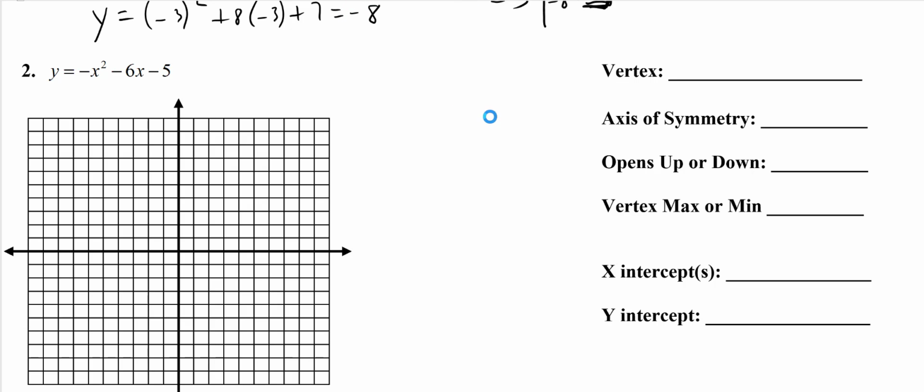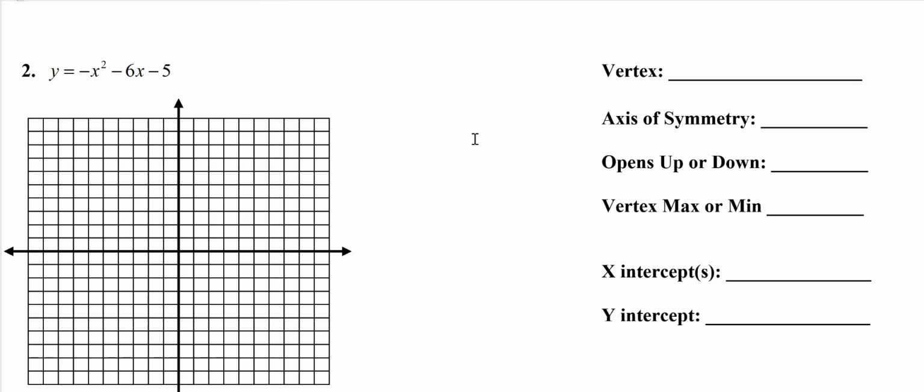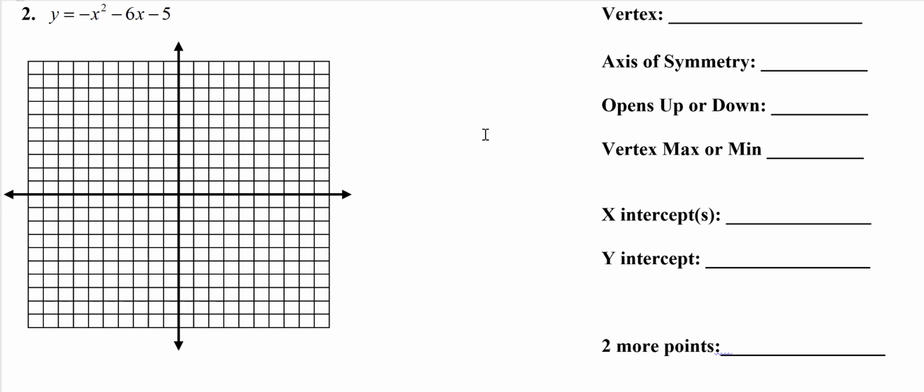Okay, so y equals negative... Let it reset here because I hit delete. There you go. Okay. So y equals negative x squared minus 6x minus 5. So the first thing I'm going to do is find the vertex. And remember, the x coordinate of the vertex is the opposite of b over 2a.